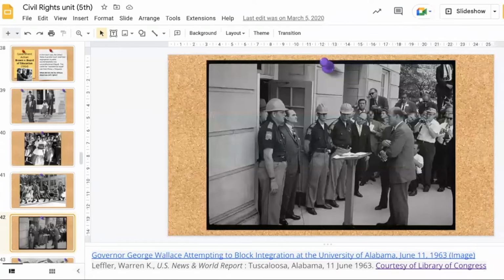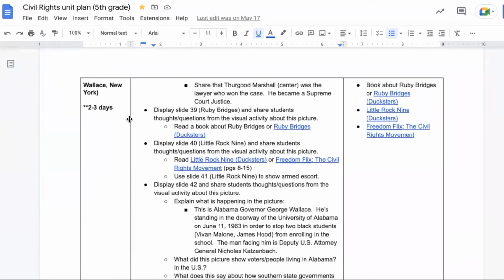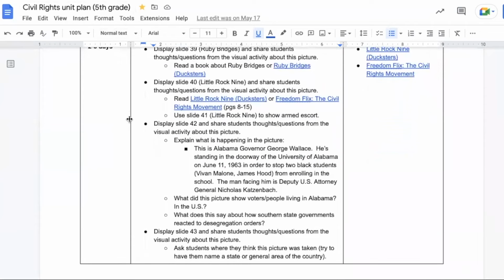And on slide 42, we have Governor George Wallace trying to block integration at the University of Alabama. Give students lots of time to learn about Ruby Bridges, the Little Rock 9, and why former Governor Wallace is trying to block students from entering the college. That last picture is pretty interesting as it shows a lot about how state governments in some of the southern states did not want to follow the desegregation orders from the national government.